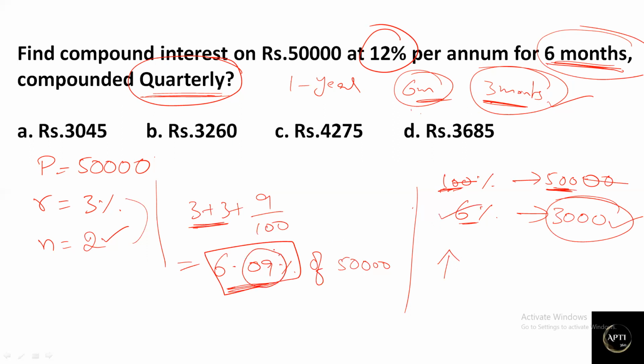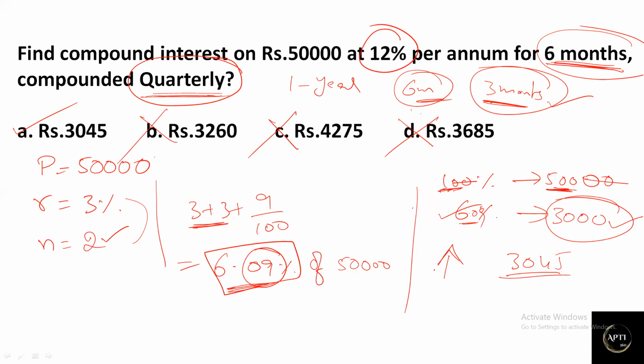Because here 6% is 3,000, we need to calculate 6.09. So it is slightly greater than 3,000. So if you observe the values, 4,000 and 685 are huge differences, and here also we can eliminate option B. Option A, 3,045 is correct. If you want, you can directly calculate taking 6.09, but rather than wasting time, why?